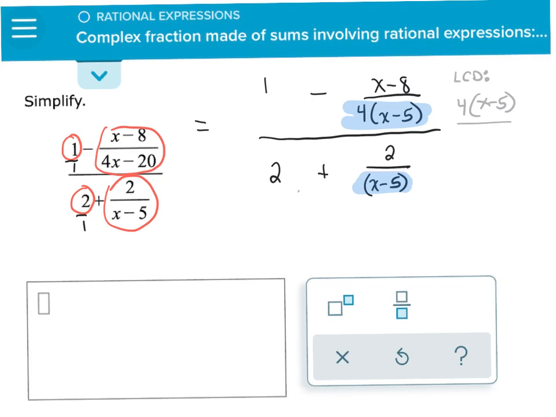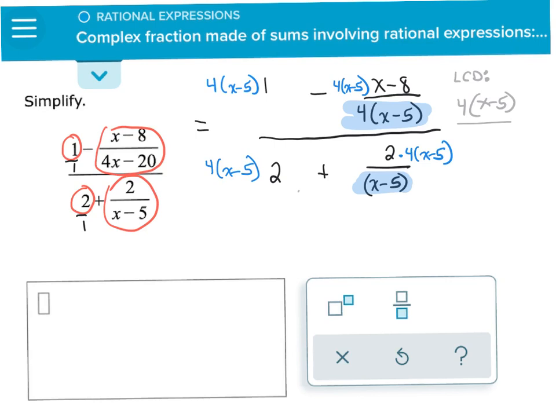So once I have the LCD, I'm going to multiply it to all the fractions. In this case, there are 4 fractions. When I multiply it, I'm going to multiply it on the top. So I'm going to do 4 and x minus 5 here, here, here, and here. So I just do it on top of all the numerators.